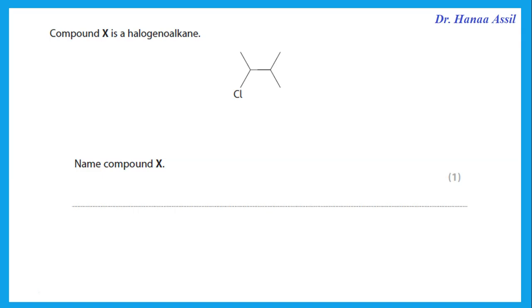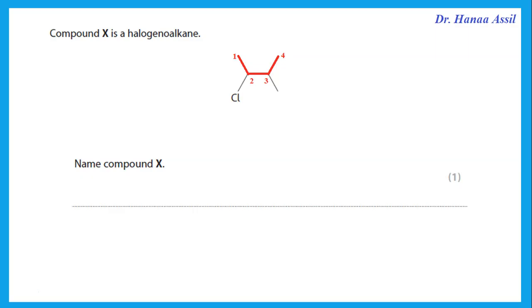Compound X is a halogenoalkane. Name this compound. Do you remember how to name a compound? We said we look at the longest chain. So here we have four carbons bonded one after the other. And then we need to see what are the substituents. So I have a chlorine at carbon number 2. And I have a methyl group at carbon number 3. Can you see that? So how do we name this?